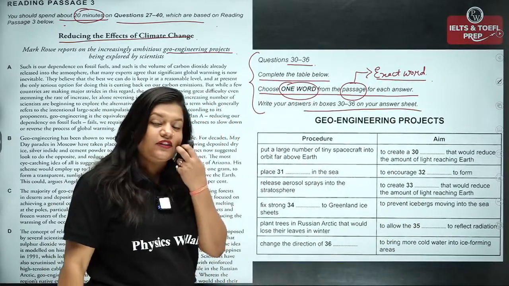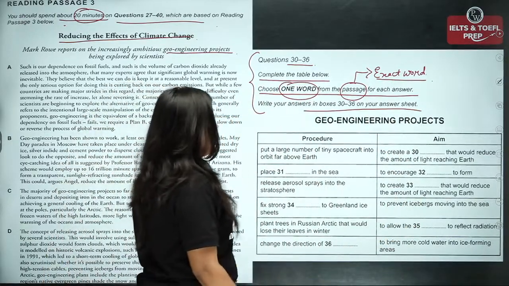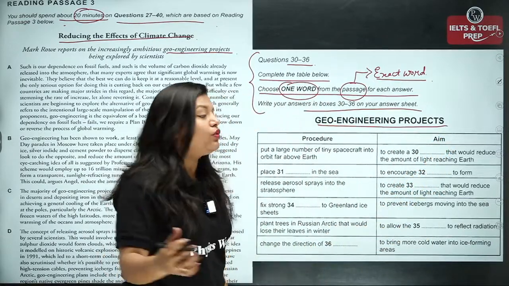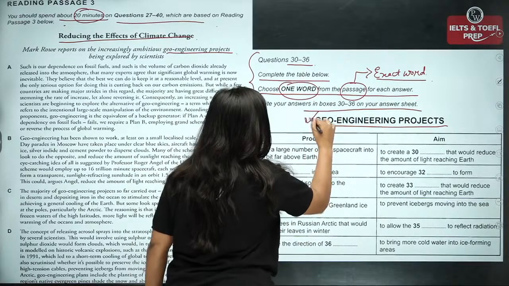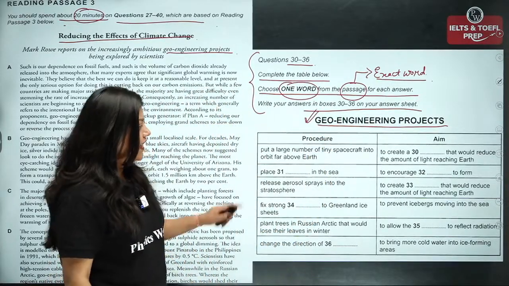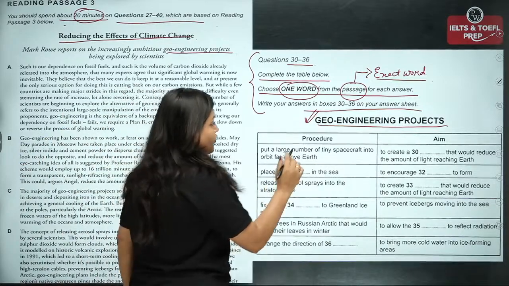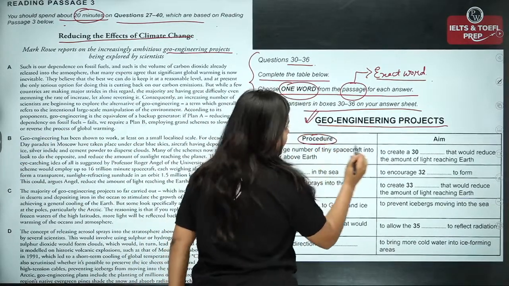You're going to get boxes and you have to write your responses over there. So here, okay, geoengineering project. So it means whatever we need to talk about, we need to talk about this exact project, okay? First. Second, let's have a quick look at the question, what it is exactly dealing with, okay? First, here is the procedure and here is the aim.